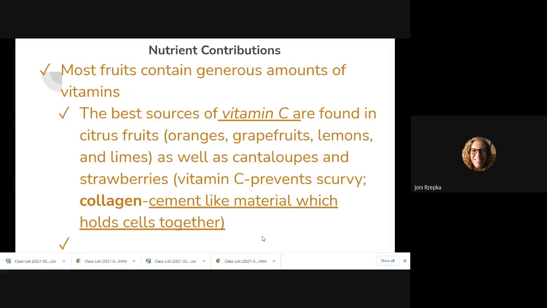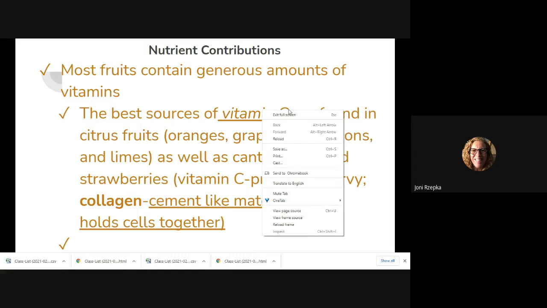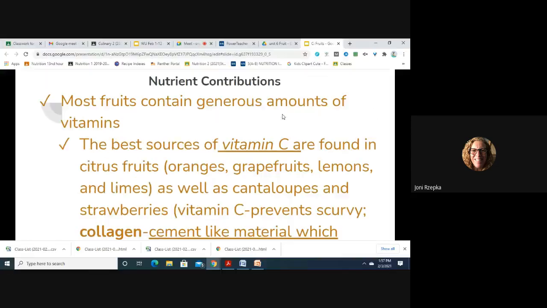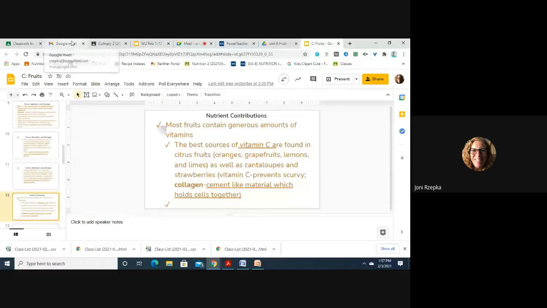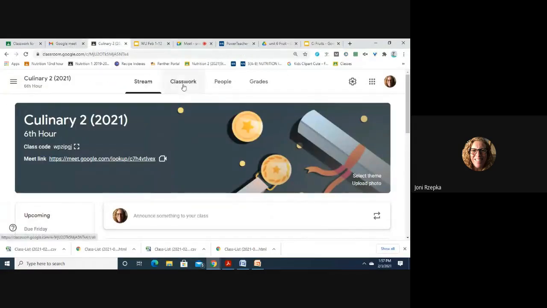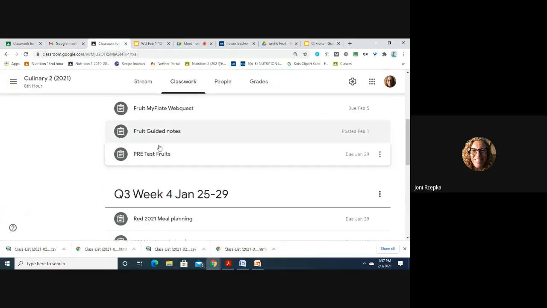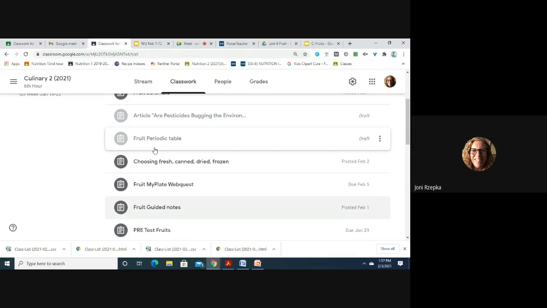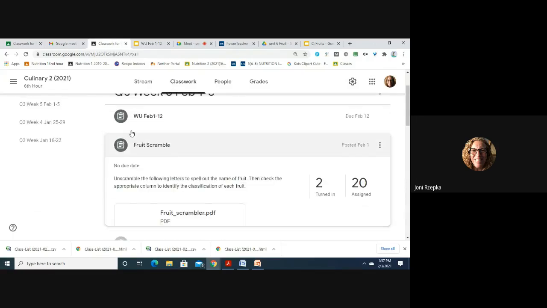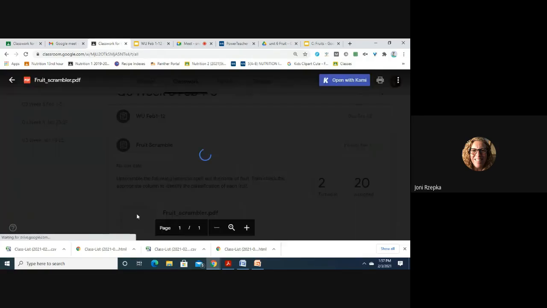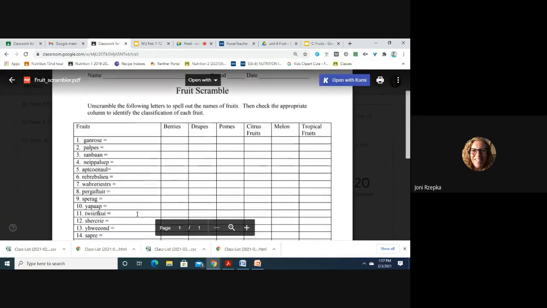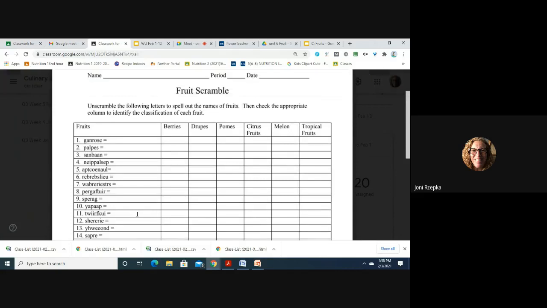All right. So, I have something I'm going to have you work on that goes over what we were talking about, and we'll do the nutrient contents next time. Okay. So there's several things you can do for this. Let me go to it. You want to find the fruit scramble. And I only have this as a PDF. So you could do it on paper and then just take a picture of it and upload it to Google Classroom.